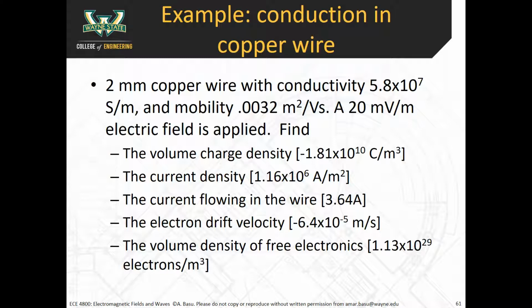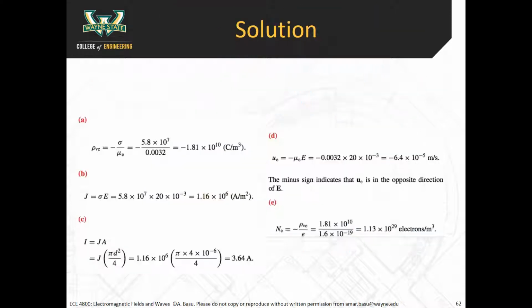So we have a 2 millimeter copper wire with a conductivity of 5.8 times 10 to the 7 Siemens per meter, mobility 0.0032 meters squared per volt second. A 20 millivolt per meter electric field is applied. Find the volume charge density, current density, the current flowing in the wire, the electron drift velocity, and the volume density of free electrons. So this question is asking you to solve a lot of different things, but it's actually a pretty straightforward calculation. All right, so let me just zoom in on the solution here.